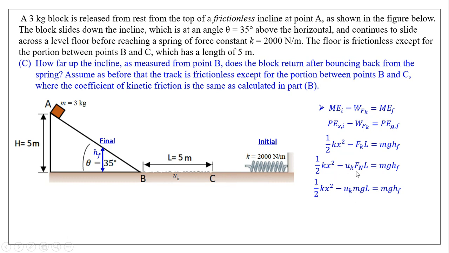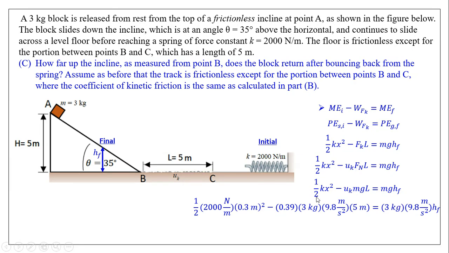Here, all I did is substitute out Fn for F of G, but F of G is mass times gravity, and that's it. Other than that, I'm just going to plug values in. The 1/2 stays, K is 2000, X is 0.3, don't forget to square that, and then mu K, we already found mu K in part B, which is 0.39, mass is 3, G once again here is 9.8.